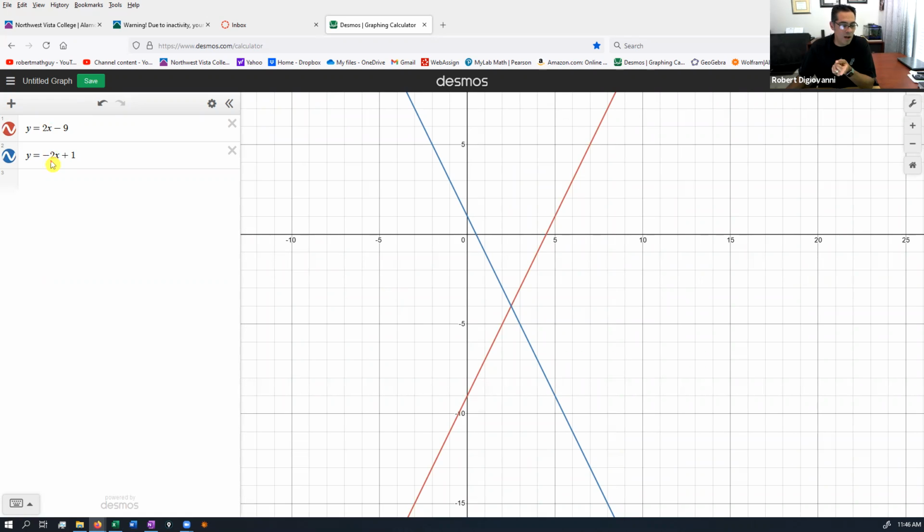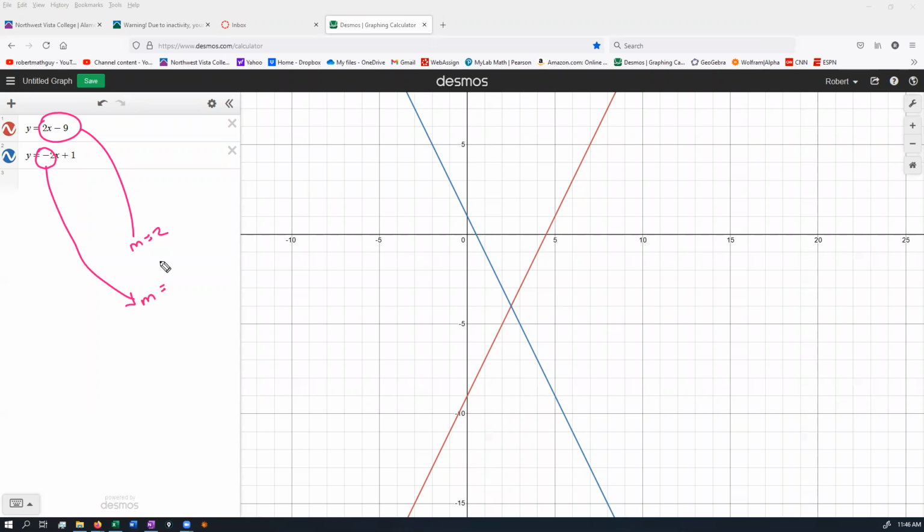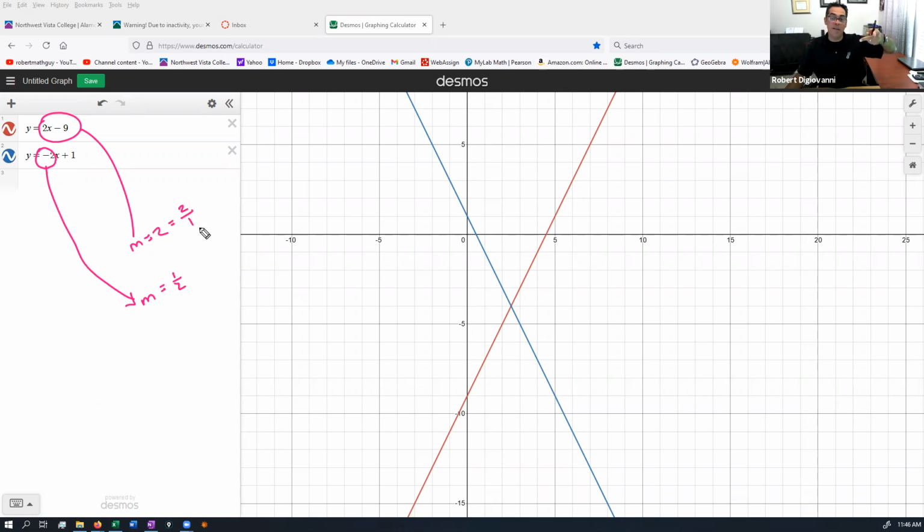Now, I think Bonnie said reciprocal, right? So if the slope of this line is 2, what if we make the slope of this line the reciprocal of it? What's the reciprocal of 2? So since I think Bonnie said it, what is the reciprocal? 1 over 2 or 1 half. Okay, so what Bonnie's doing here is rewriting 2 as 2 over 1 and then flipping the fraction over. That's called the reciprocal.